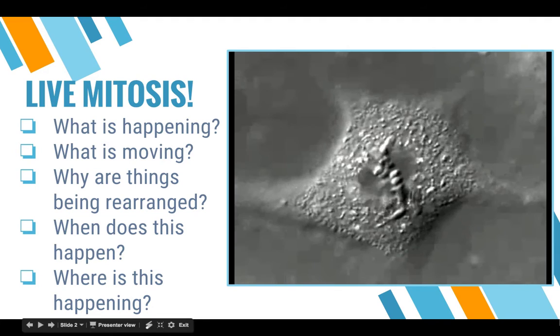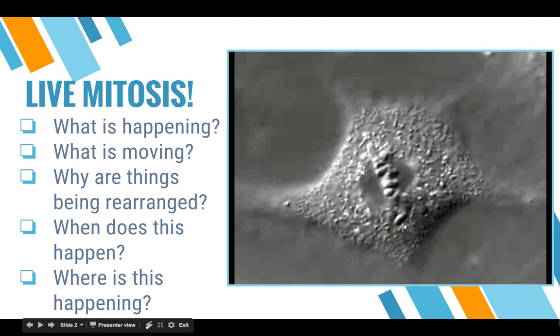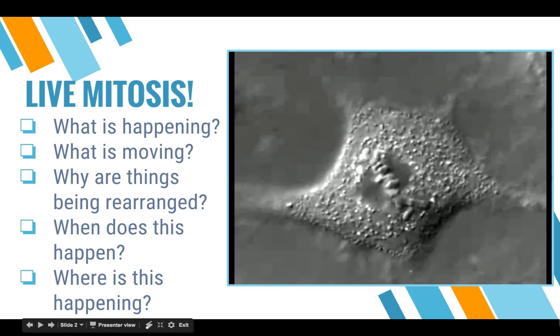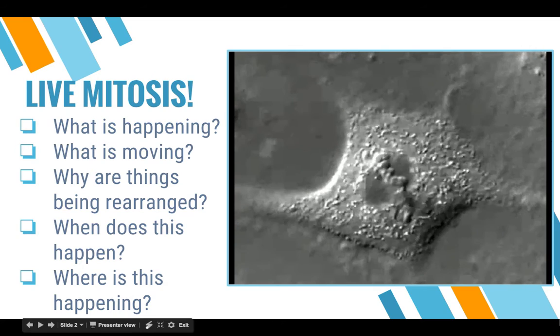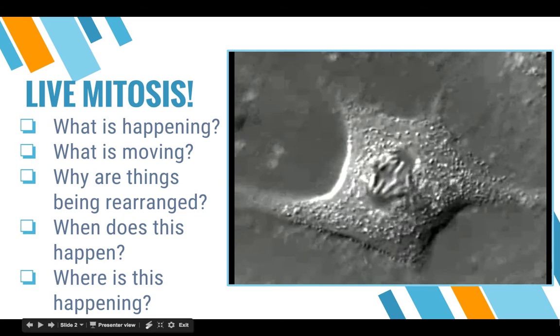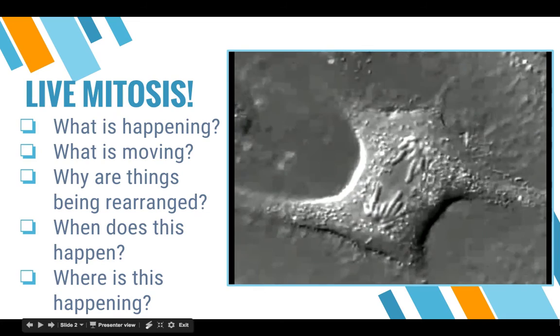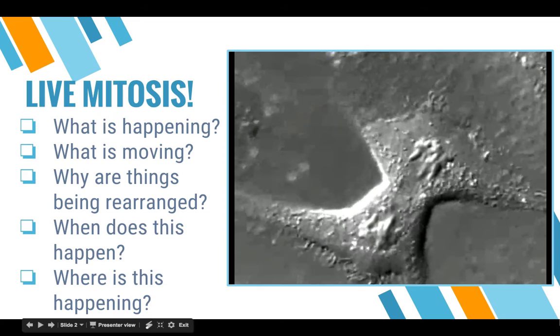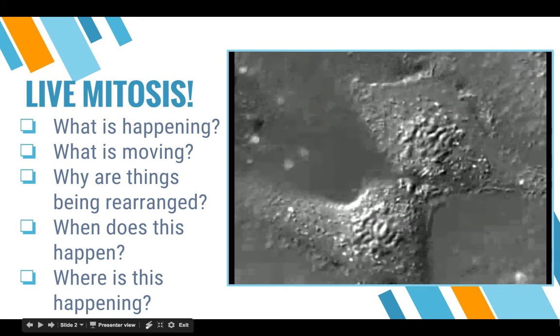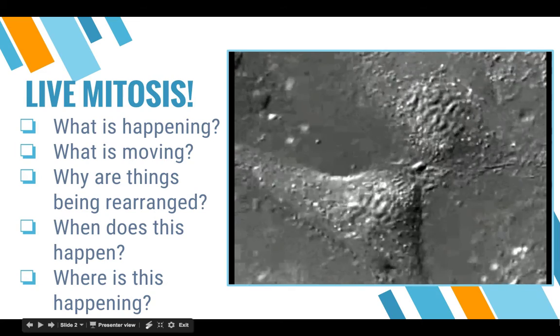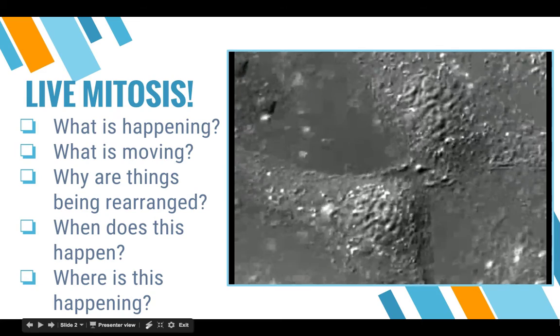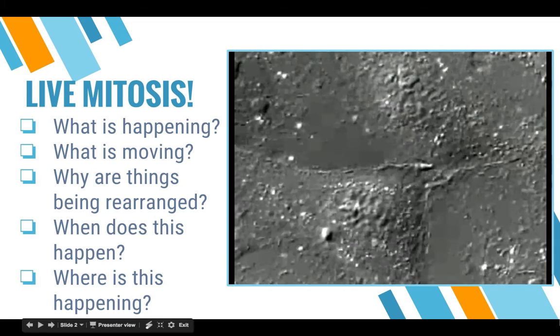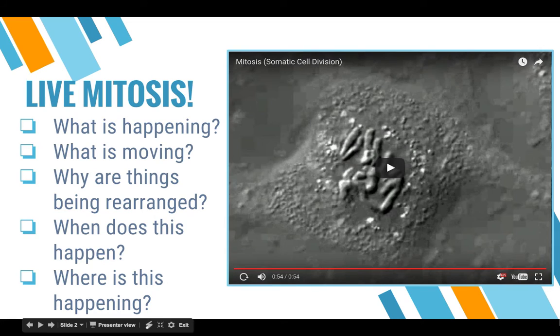And the reason they're moving, the why things are being rearranged, is because DNA is being replicated. We're making some copies of DNA and therefore making copies of those chromosomes. And we are moving them from one side of the cell to the next part of the cell in order to make sure that there's going to be genetic information on both sides of the cell and eventually in those two new cells.